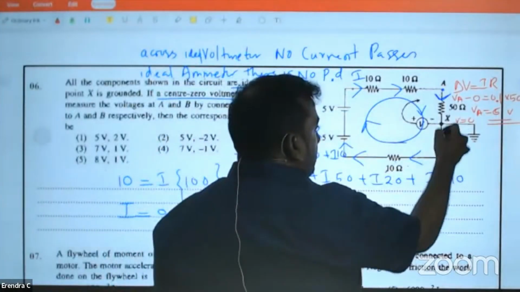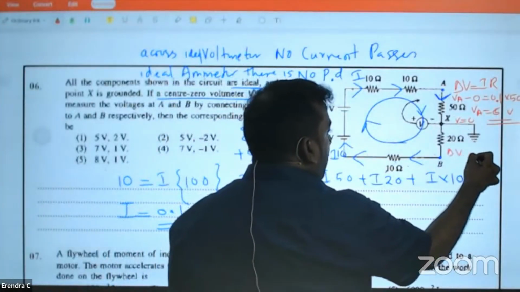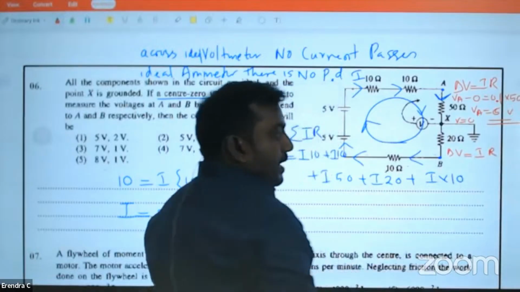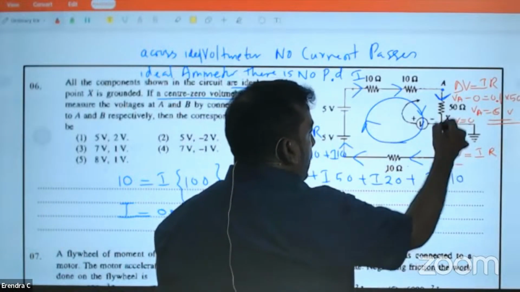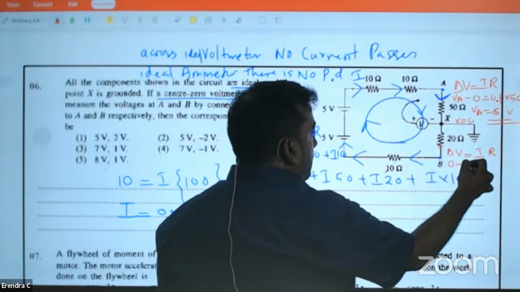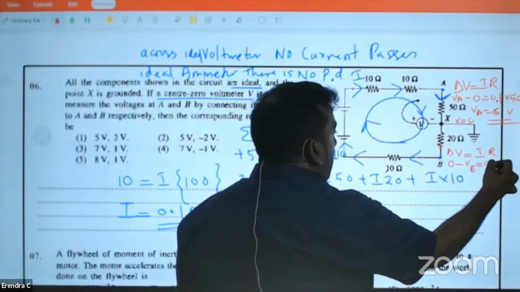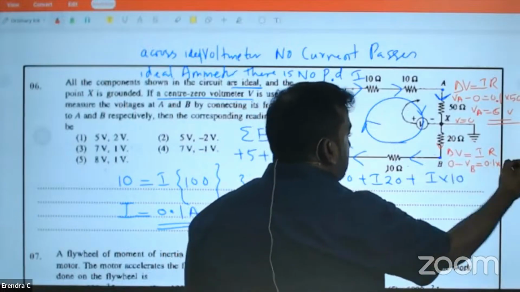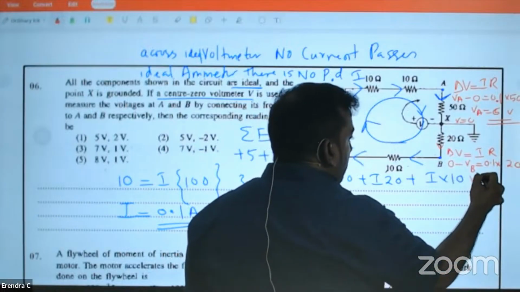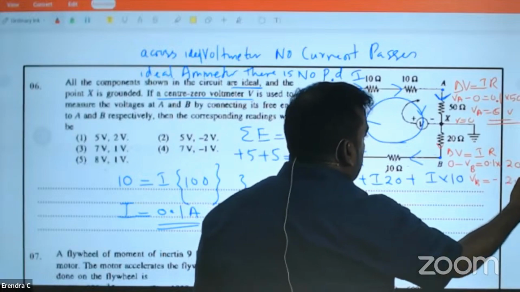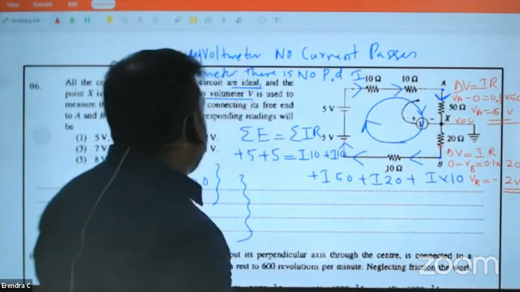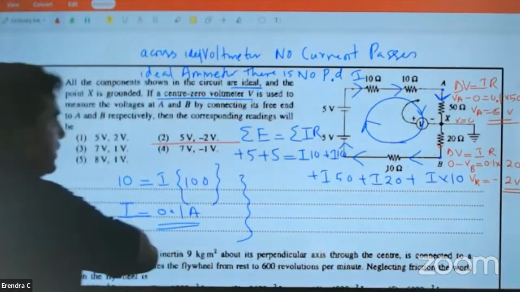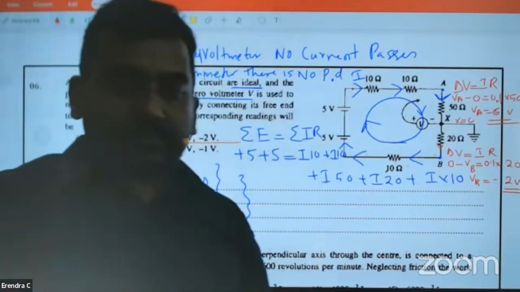Now apply here. Potential difference equal IR. Current is traveling from high potential to low potential. High potential 0. Current is going down. High potential minus low potential VB. Current is 0.1 into what's the resistance there? 20. So VB is equal to minus 2 volt. High potential 5 volt, low potential minus 2. 5 volt minus minus 2, that means answer number 2. Understood?